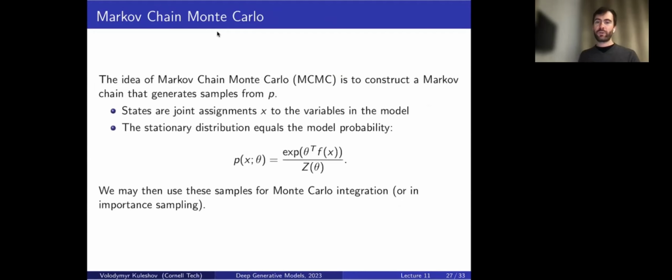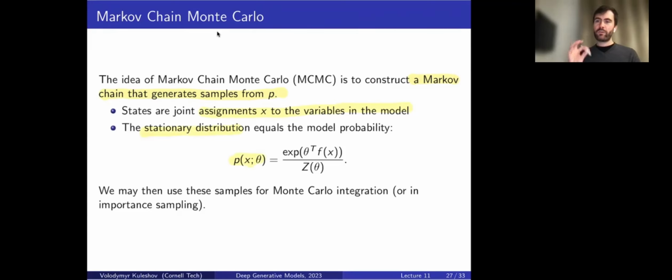But now the idea of Markov chain Monte Carlo, I want to at least make sure that I get to mention this. The idea is to create a Markov chain. So given P, I want to sample from P. So I will create a Markov chain that will generate samples from X. And the states of this Markov chain will be assignments to the variables in the model. And I will design my Markov chain in a clever way such that its stationary distribution equals the distribution P from which I want to sample.